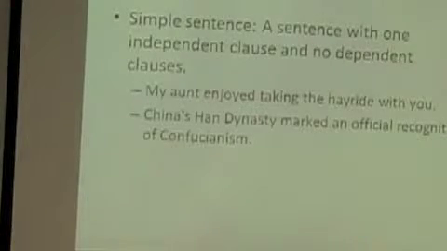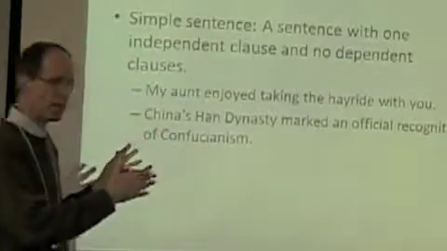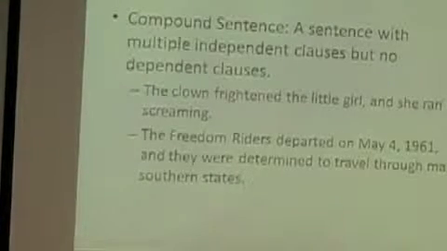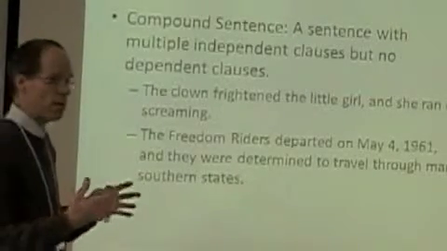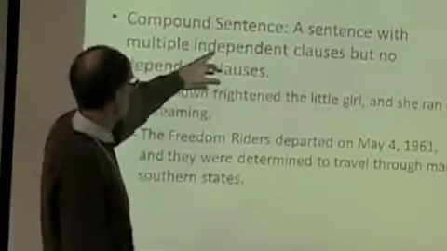An independent clause just means that the sentence itself, or that portion of the sentence, can stand on its own. It's a complete sentence. Correct me if I'm wrong in terms of grammar. Compound sentence is another type of sentence. Where a simple sentence is just that one independent clause that can stand on its own, a compound sentence has multiple independent clauses.